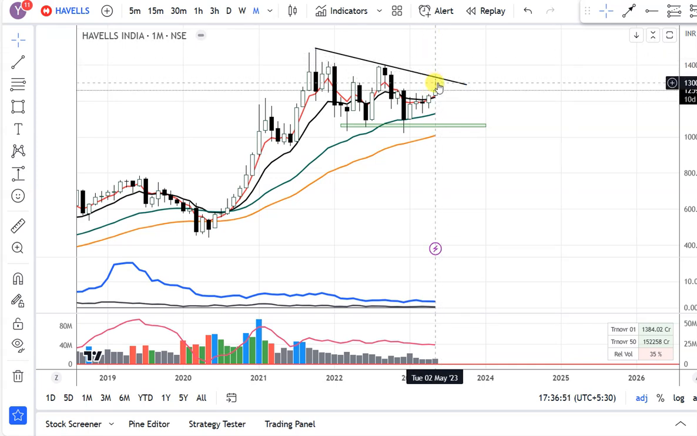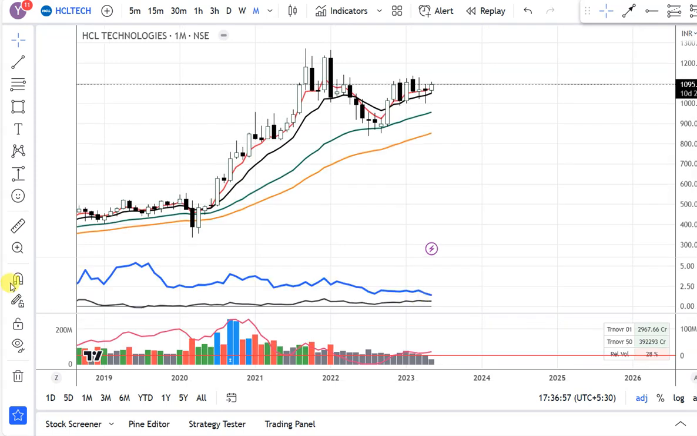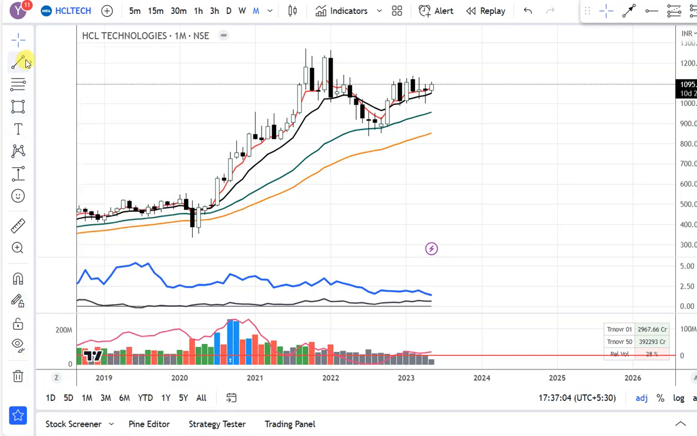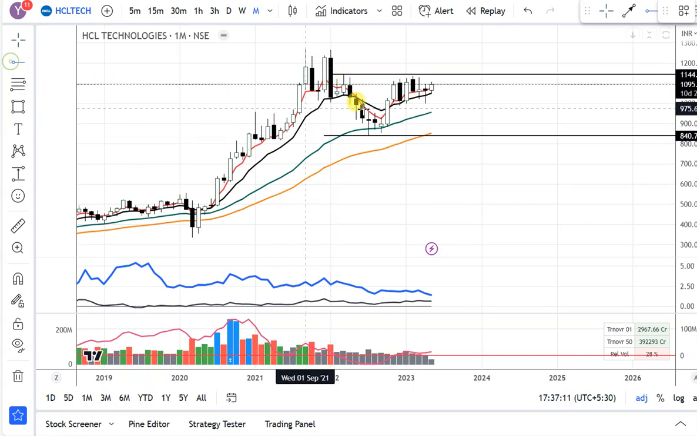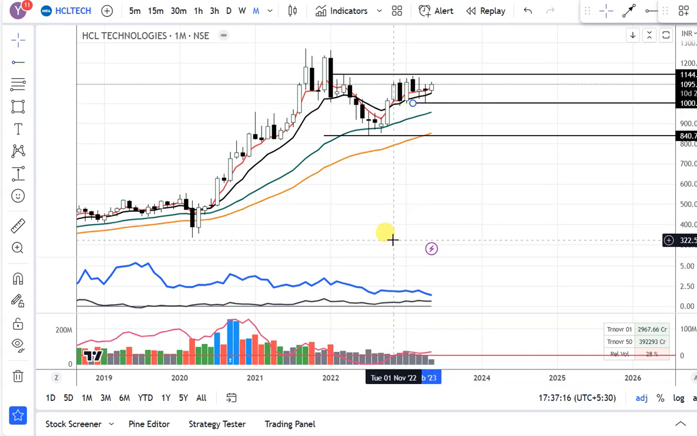HCL Tech right now is in between the range. Let me just remove this. It's in this range, and to narrow down the range, it's nearly around 1000 levels. So it's in the range of 1145 to 1000. So we need to see the range breakout. Even then, 1270 is the current resistance. So we need to wait and watch in the stock.